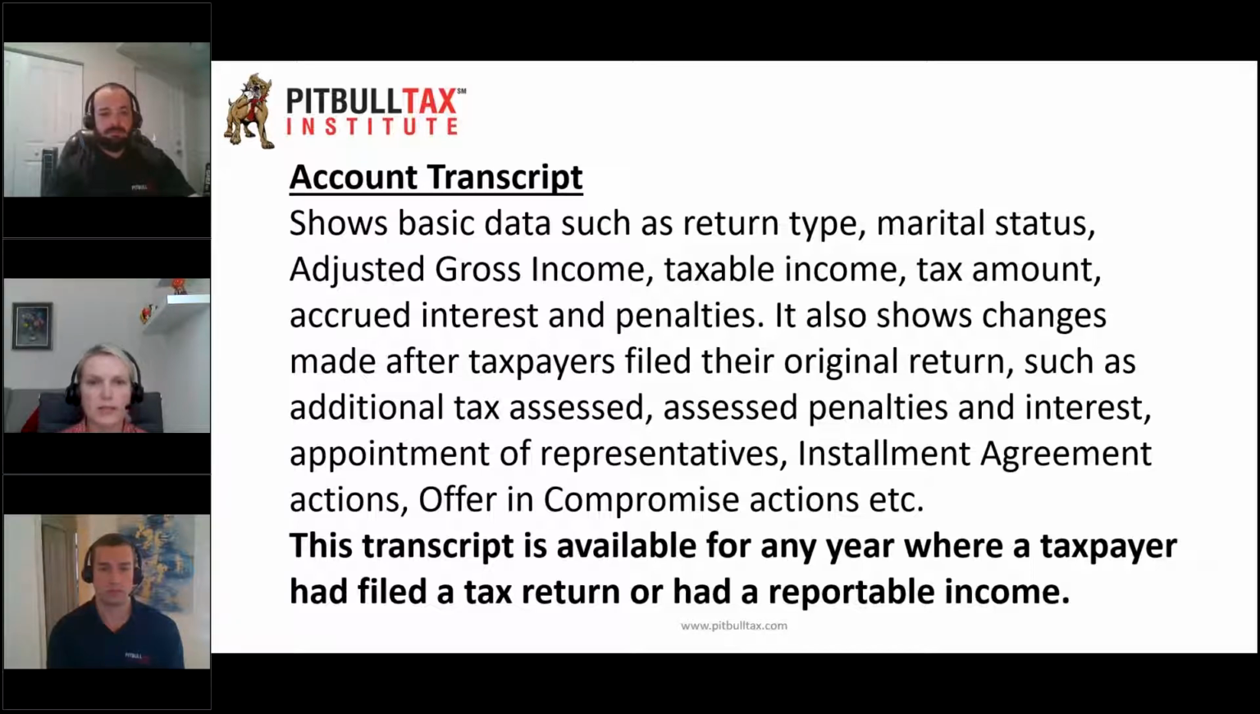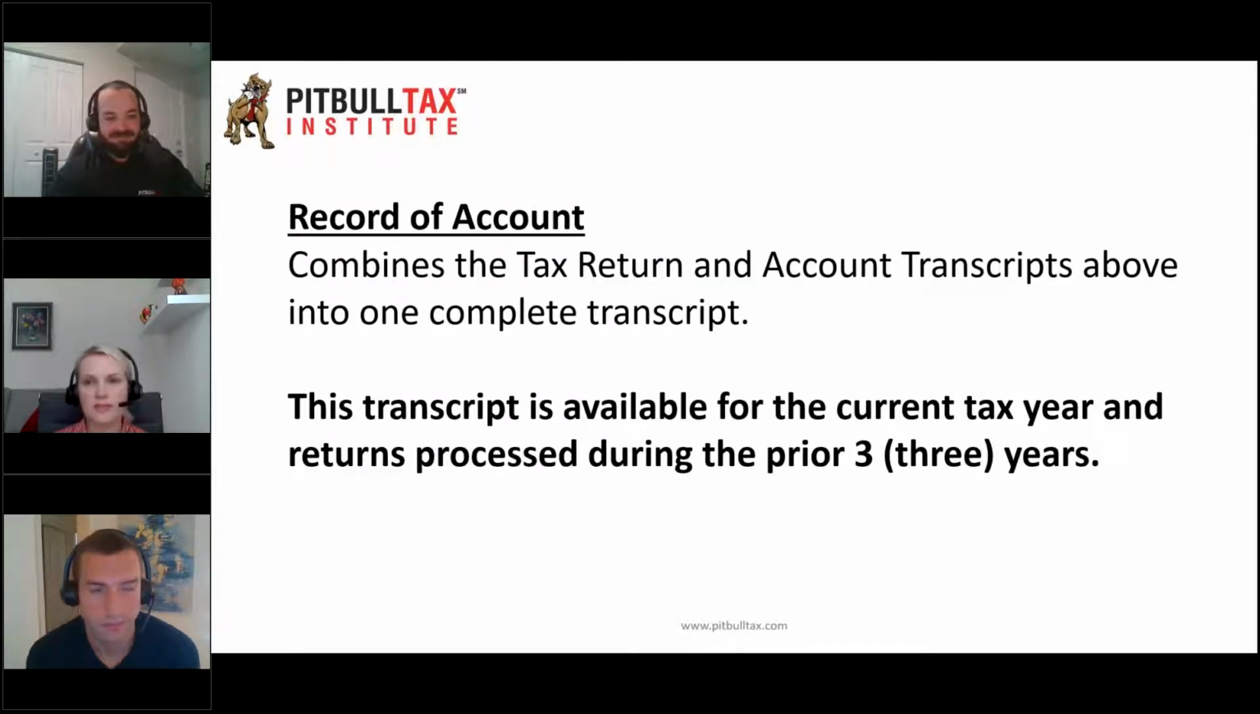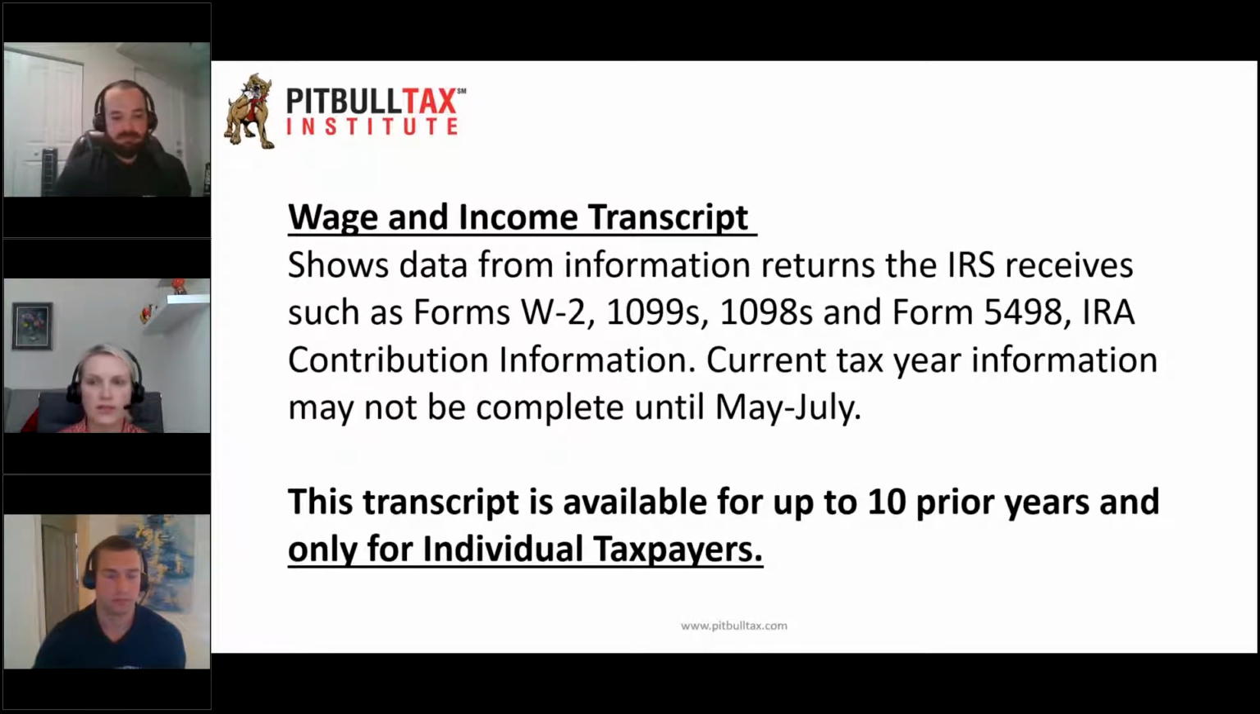The next type of transcript is a record of account. Will, can you move the slide, please? Mm-hmm. And this is simply a combination of the tax return and account transcript above. So it's one complete transcript consisting of the two. And because it contains tax return transcripts, it's also available only for the current tax year and the 3 prior years. The next type of transcript is wage and income transcript.